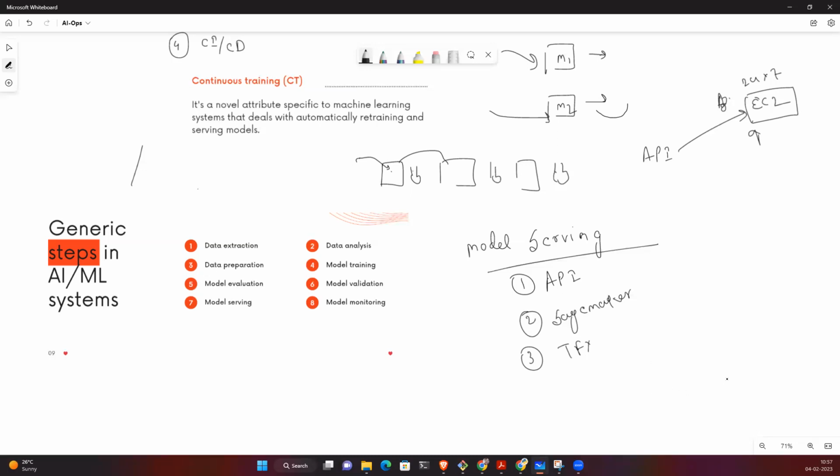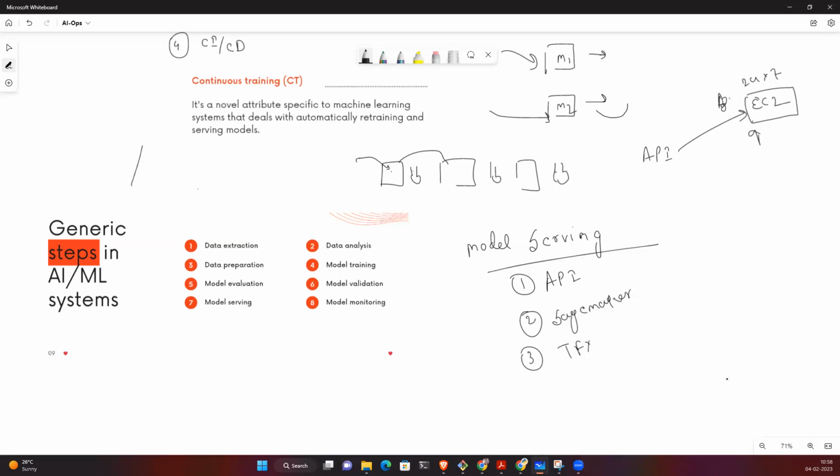TFX is known as the TensorFlow serving technique. It is also not recommendable in some instances. Why am I saying this? I'll tell you. If you are going to use TFX for your model serving, you are going to use your machine. Ultimately it gets deployed on your EC2. Whenever we do something on EC2, it means you are going to keep your machine running 24/7.